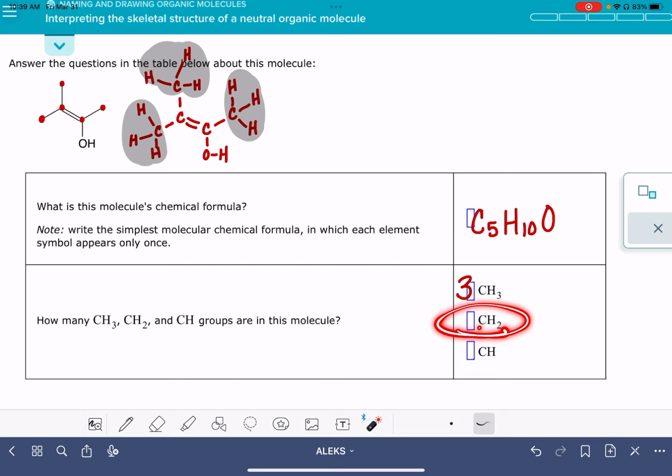CH2s, that would be a carbon atom with 2 hydrogens, and this molecule doesn't have any CH2s. The other carbon atoms that we have left, they don't have any hydrogens on them at all. So this has 0 CH2s, and then last but not least, a CH, that would be a carbon with only 1 hydrogen, and again, both of these are carbons with 0 hydrogens, so we have no CHs either.